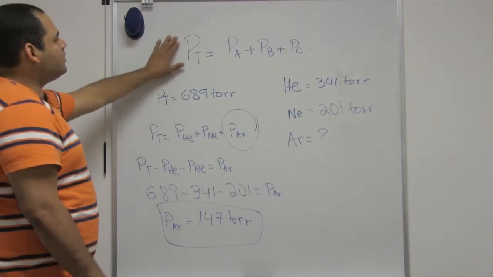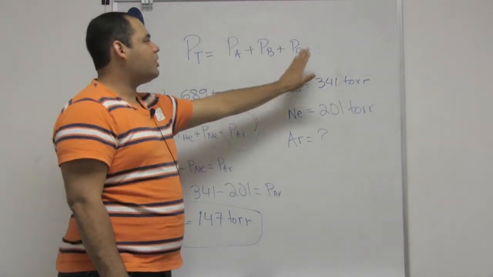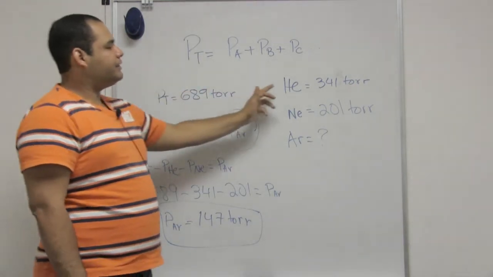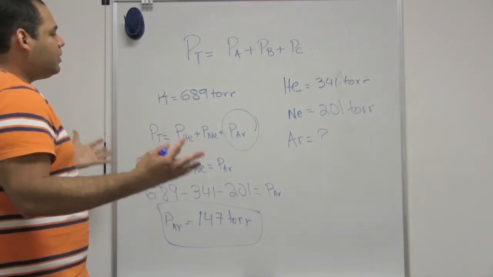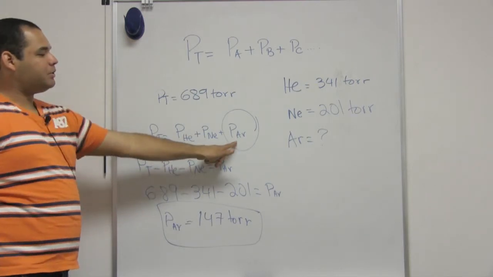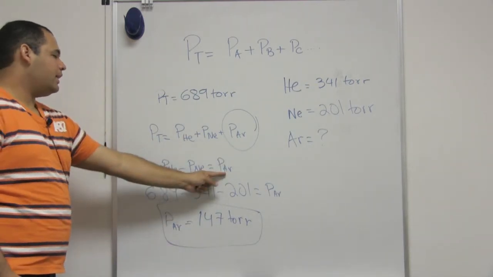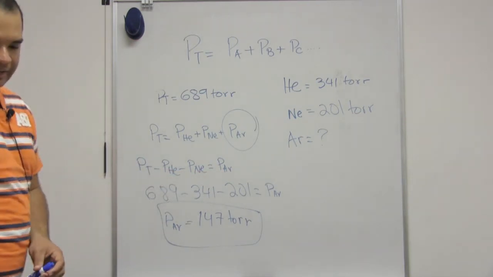We know that the total pressure is equal to the sum of the partials. Once we have the total, we can figure out the partials. In this particular example, we want to find the partial pressure of argon. So we solve our equation first for this particular unknown, and then we just plug in the numbers and subtract, and we get our final answer.